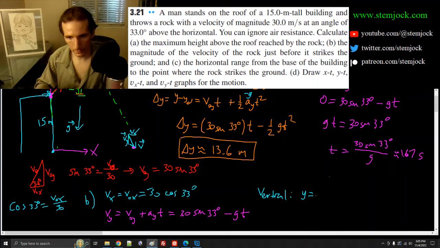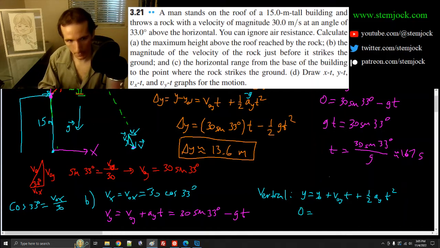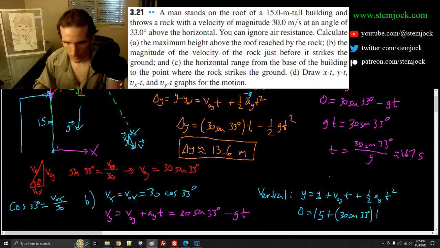So it's going to be y equals y naught plus v0y t plus 1/2 ay t squared. So the final position y is going to be 0 because it's on the floor. Y naught, that's where it starts out at, so 15. v0y is going to be 30 sine 33, times t, and then ay is negative g, so minus 1/2 gt squared.